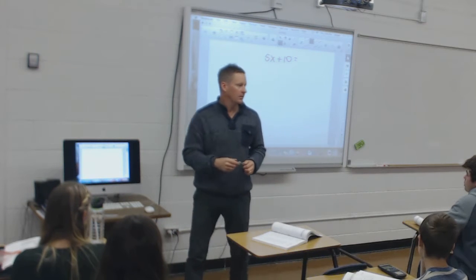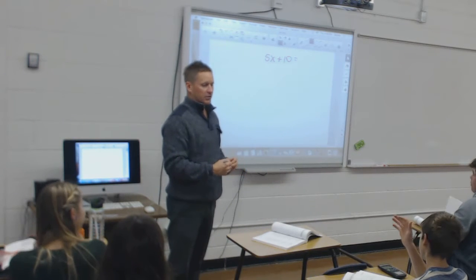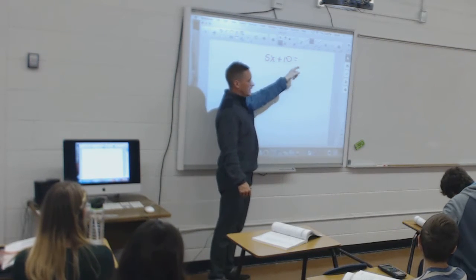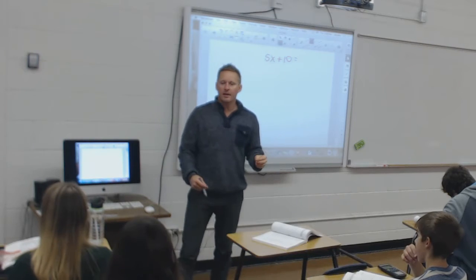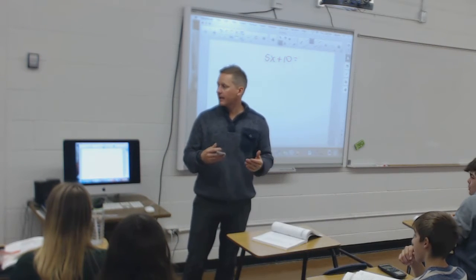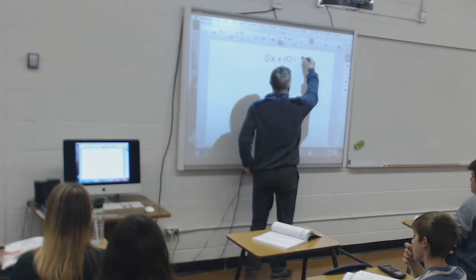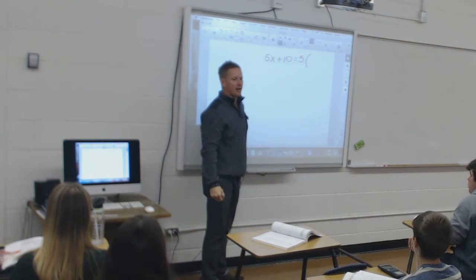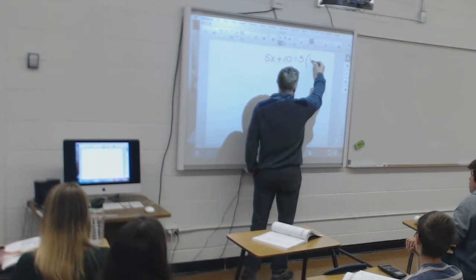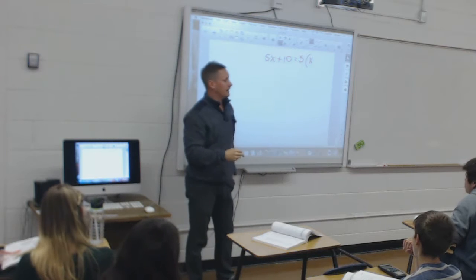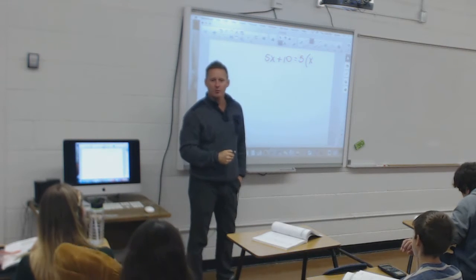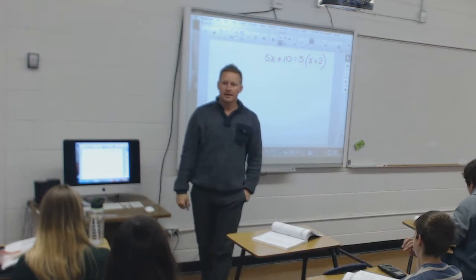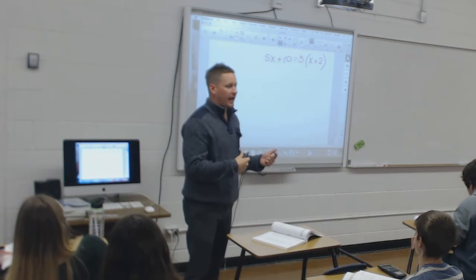5x? 5. Just 5, right? Because there's no x here. So if I factor a 5 out, that's like saying divide a 5 out. I take it and put it at the front, and what am I left with? When I take 5x divided by 5, I'm left with x. And when I take a 10 and divide it by a 5, what am I left with? 2. So 5 times x plus 2.